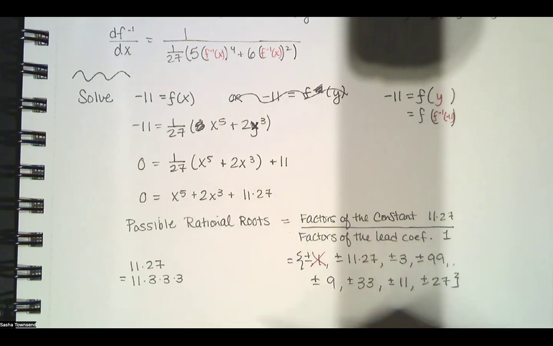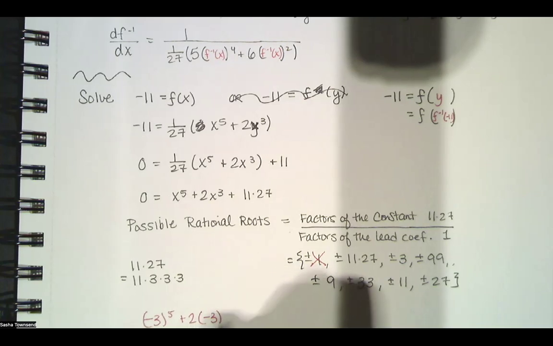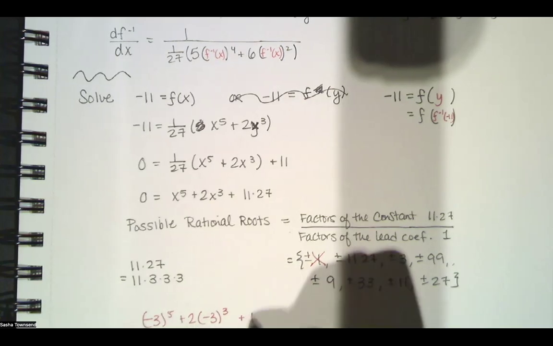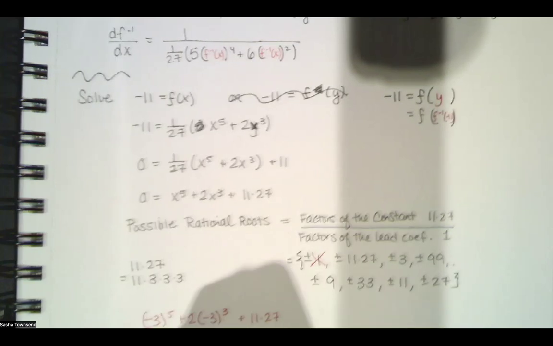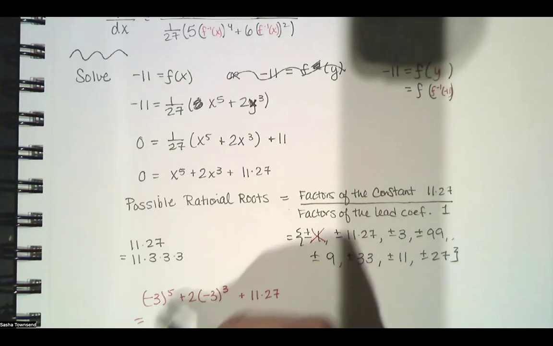Let's try the negative 3. So we'll take negative 3 and raise it to the fifth, and we'll add 2 times negative 3 cubed, and then we'll add 11 times 27. Our hope is that we get 0. So you say, okay, well, what is that?